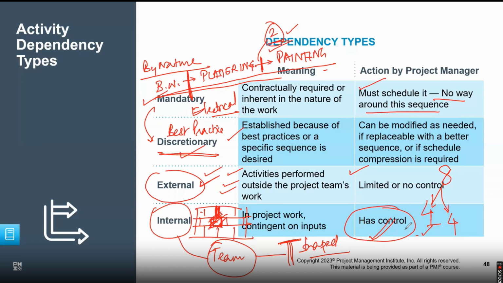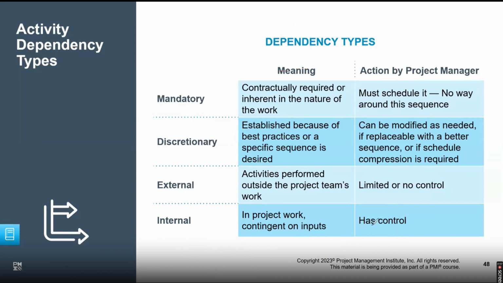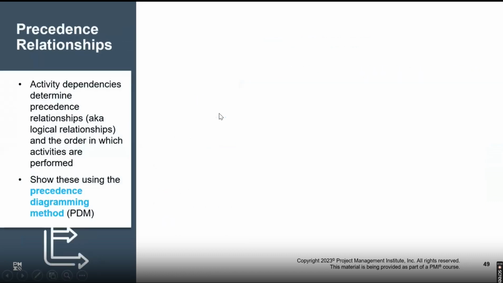So these are the dependencies we have, depending on activities and tasks within the people. Bottom line, 4 types of dependencies: mandatory, discretionary, external, and internal. So these are the dependencies we are dealing with. I guess we will now be getting into the calculation part. Yes, now I'm going to skip this.